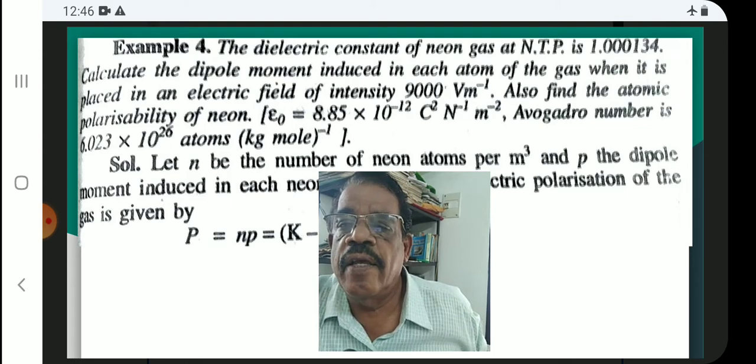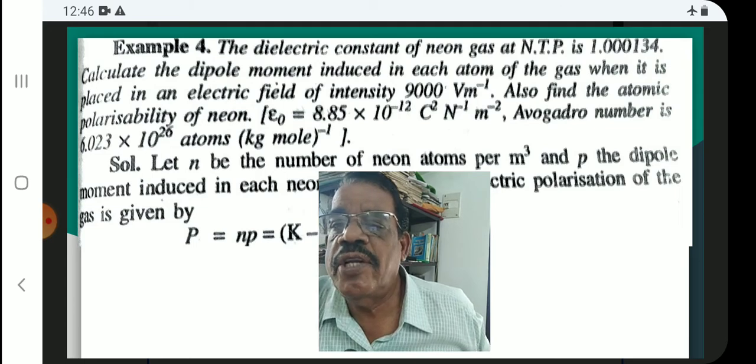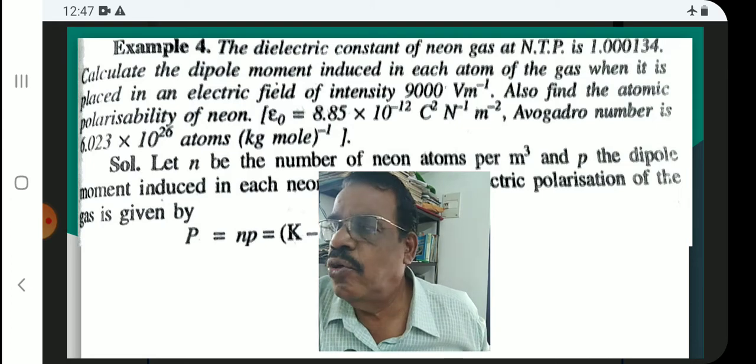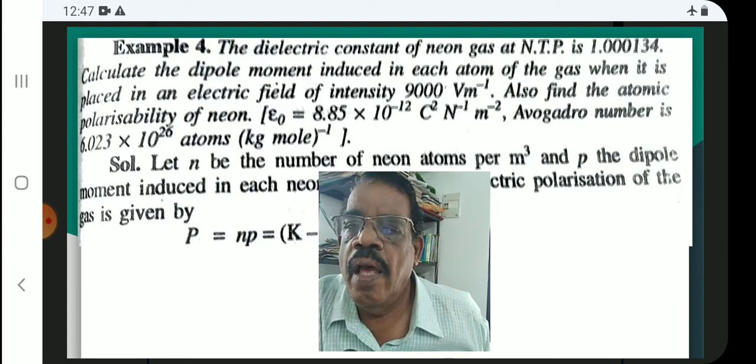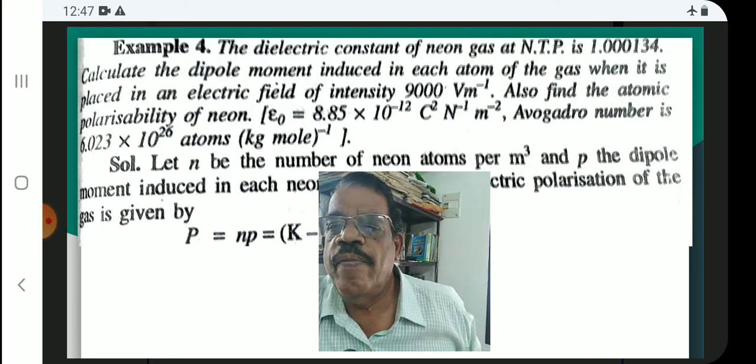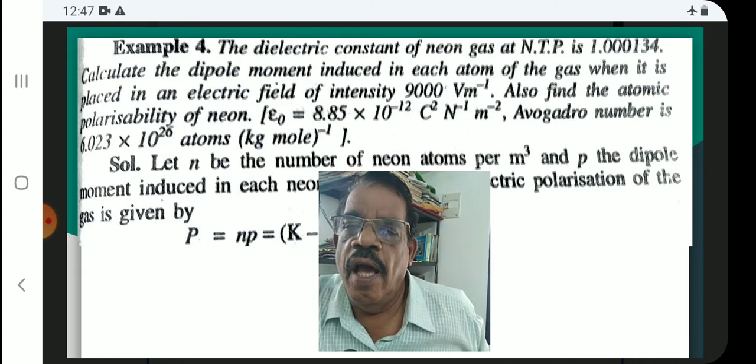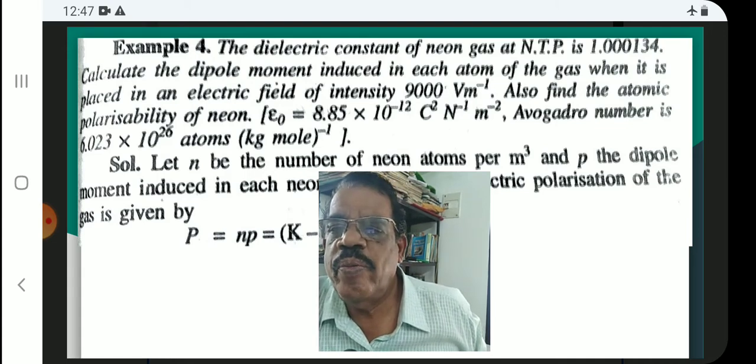Actually, if a gram molecule is taken, if mole is taken, then Avogadro number is 6.023 into 10 raised to 23. So if we take 10 raised to 23, we have to take the molecular weight in gram. And if we take the molecular weight in kilogram, we have to write 26. When you take Avogadro number, you must be very careful.